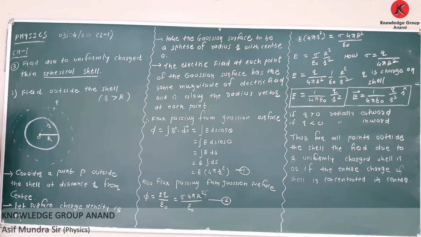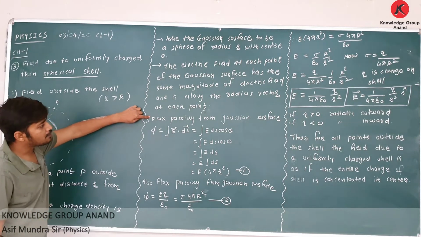If it is a positive charge, then the field is radially outward. If it is a negative charge, then it is radially inward. So clear about magnitude and direction? The magnitude at each and every point on the Gaussian surface is the same, and the direction is radial. Now how to find the magnitude of the electric field? For this Gaussian surface we will find the total flux.